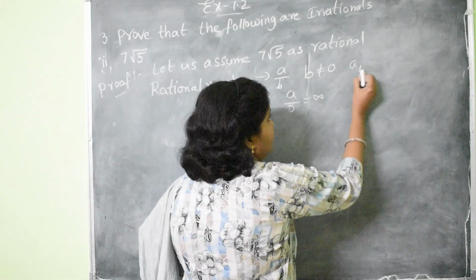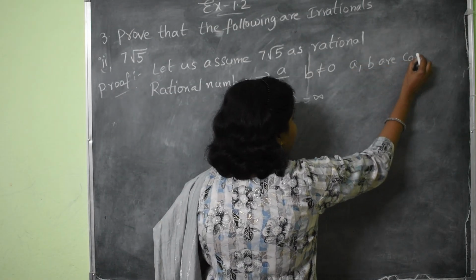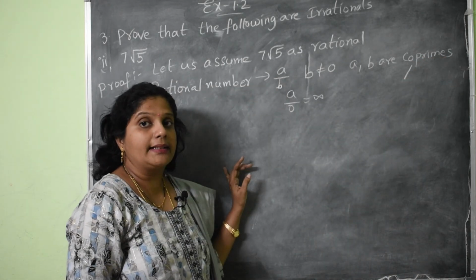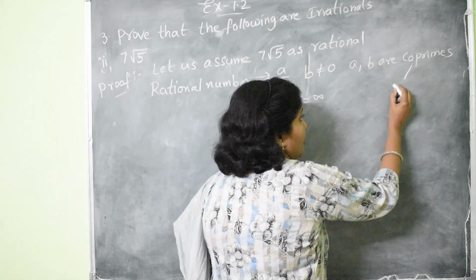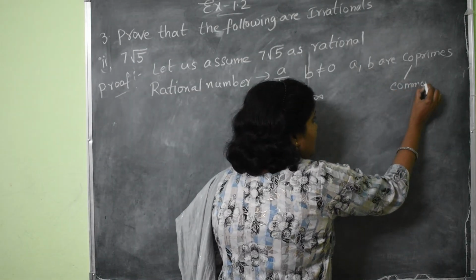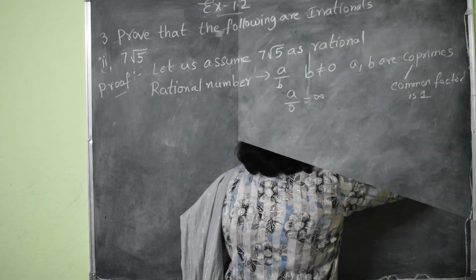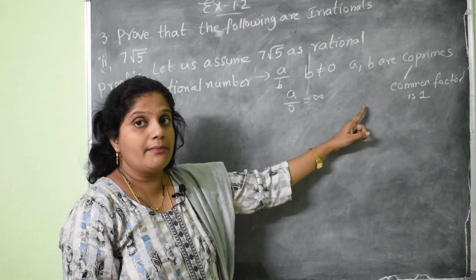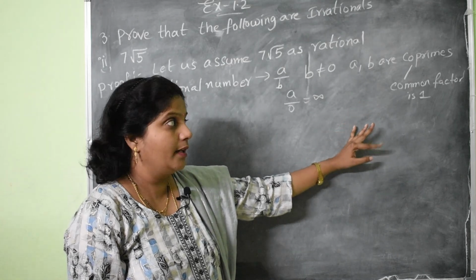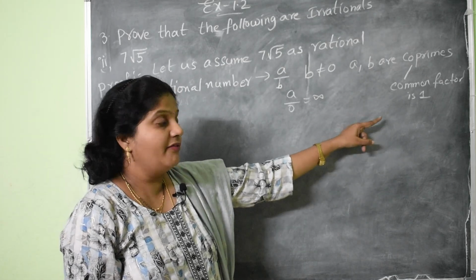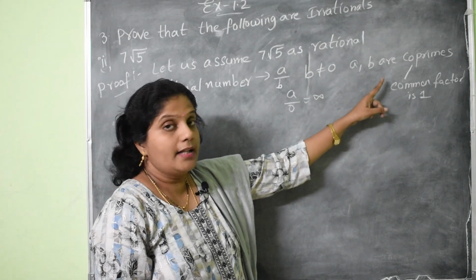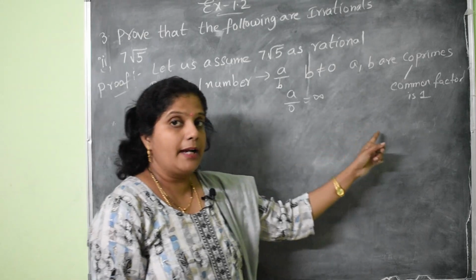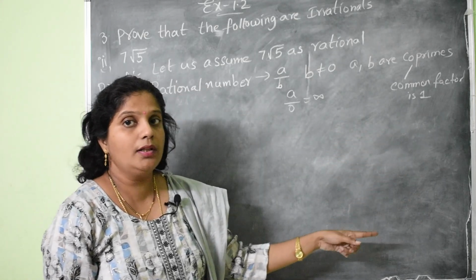And a, b are co-primes. What are co-primes? Co-primes are numbers whose common factor is 1. Students may think co-prime means both numbers should be prime numbers only. No, that is not correct. Their common factor should be 1 only. The numbers can be prime or composite, both primes or both composite.